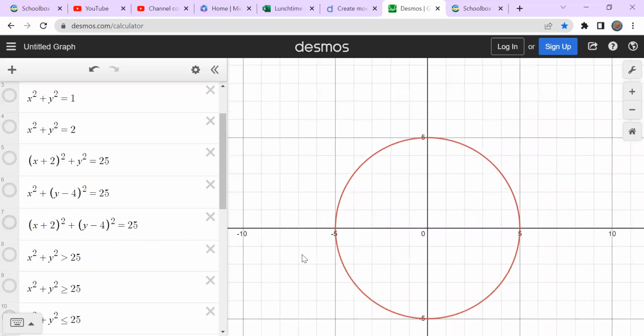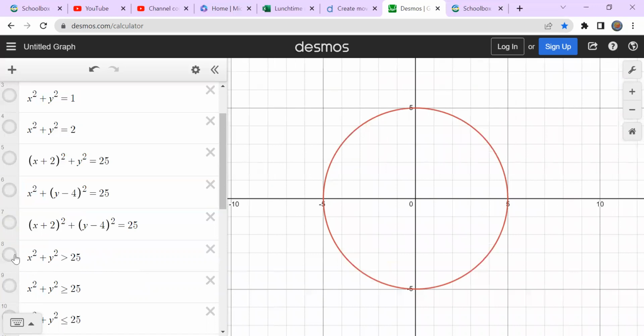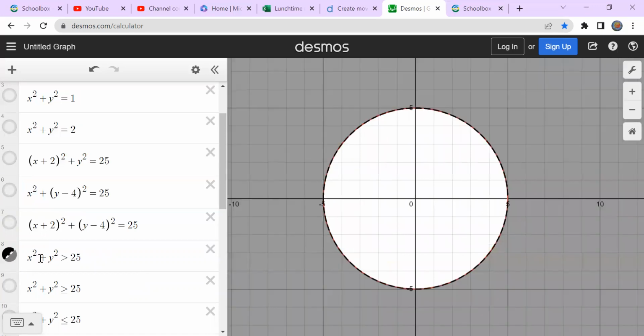Okay, what about shading though? So if I want to shade all the space outside of a circle, I can go x squared plus y squared is greater than 5. Now remember, like I've shown you before, for the dotted lines, if you want them to be solid lines, you need a greater than or equal to. So rather than doing that, you can do that. And the greater than or equal to gives me the solid line.